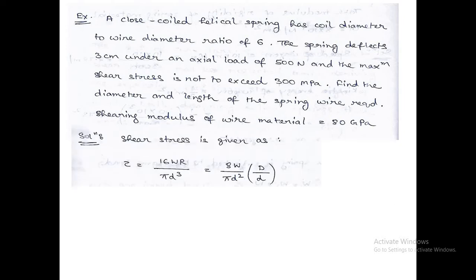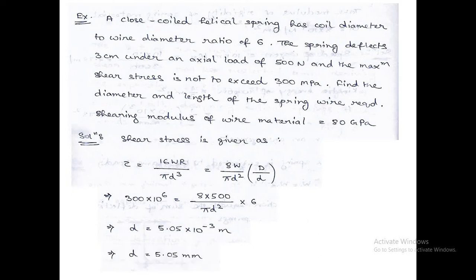So let's solve it. Here comes the solution. Shear stress is given as tau equal to 16 W R divided by pi d cube, which is equal to 8 W D divided by pi d square, where R equals capital D by small d. Here we put the value of tau as 300 into 10 to the power 6, which equals 8 into W, which is 500, divided by pi d square, into capital D by small d, which is 6, as the ratio is given as 6. From here we find the value of small d, which is equal to 5.05 into 10 to the power minus 3 meter. Converting this meter into millimeter, we get the answer as 5.05 mm.